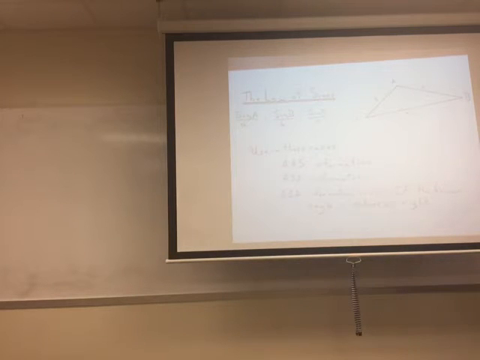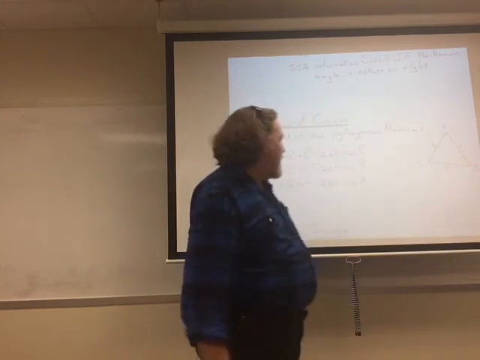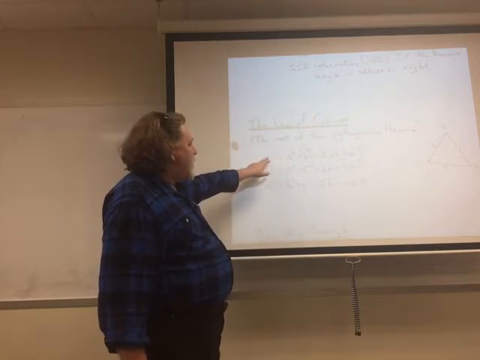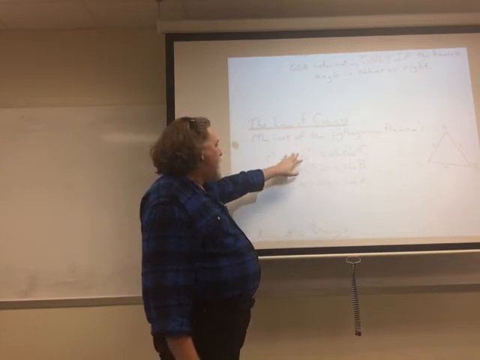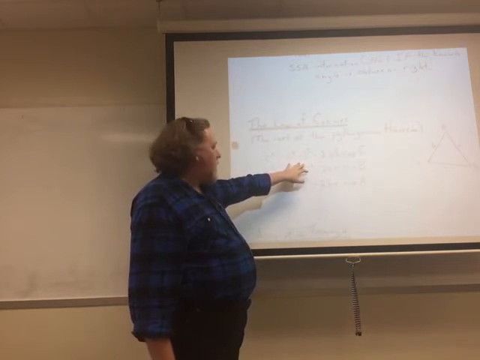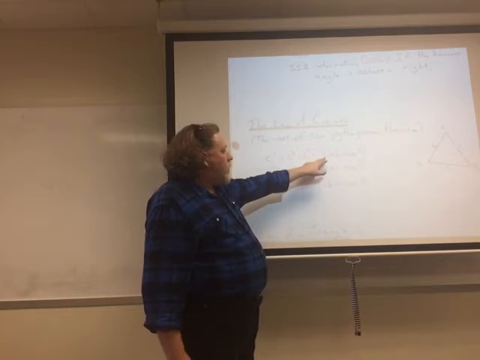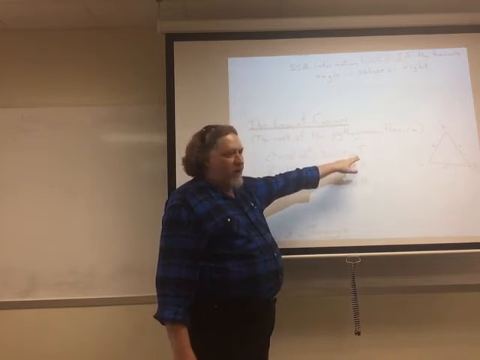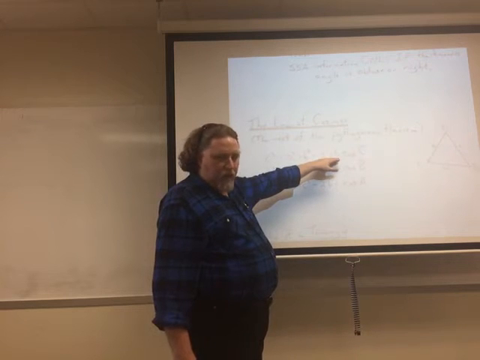Now what about law of cosines? The law of cosines, I like to think of it as being the rest of the Pythagorean theorem. Because the Pythagorean theorem said c squared equals a squared plus b squared, and then it stopped. But the Pythagorean theorem was only for right triangles. If we add just this little bit more on, minus 2 times a times b times the cosine of angle C, then we get a formula that works for any triangle.